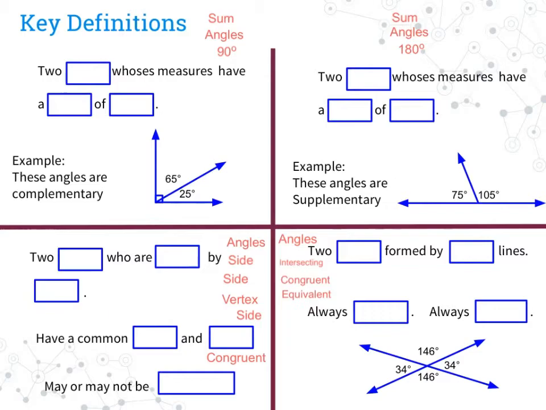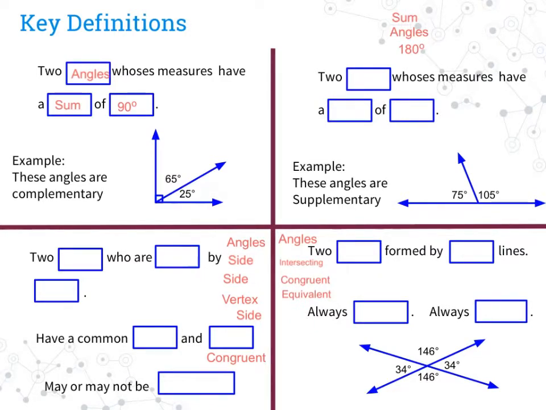Okay, let's take a look at some key definitions. When we're talking about angles and their relationships, we have four major relationships that we're going to discuss. The first relationship is complementary angles. Complementary angles are two angles whose measures have a sum of 90 degrees. For example, here we've got 65 degrees and 25 degrees. When you add these together, they give us 90, so these two angles are complementary.